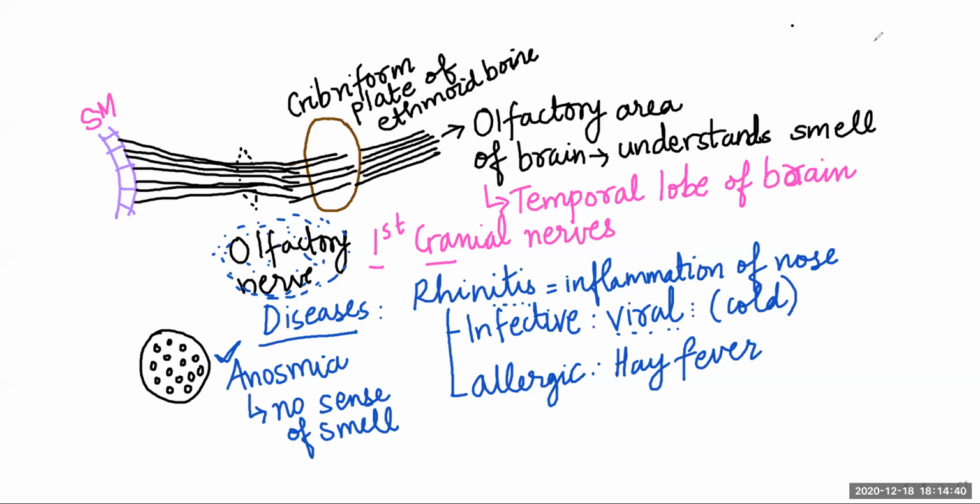Yes, Khushi, you're right in that. But anosmia, it's called. An means nothing, osmia means sense of smell. Then there is one more called parosmia. Par means besides. So parosmia means difficulty in identifying smell.